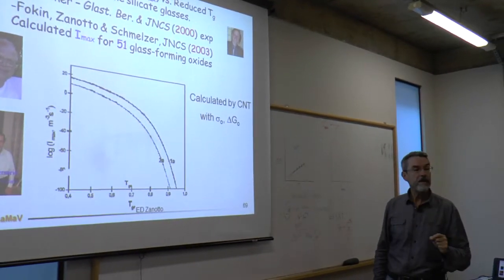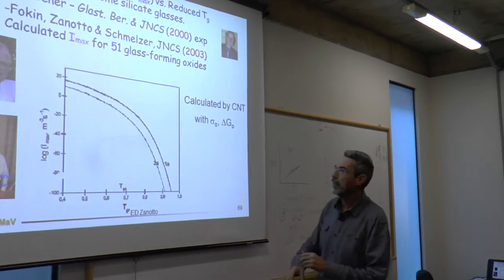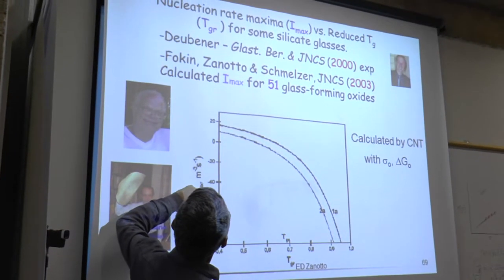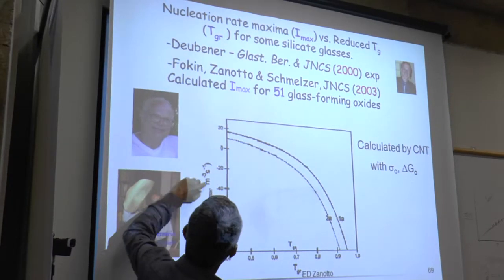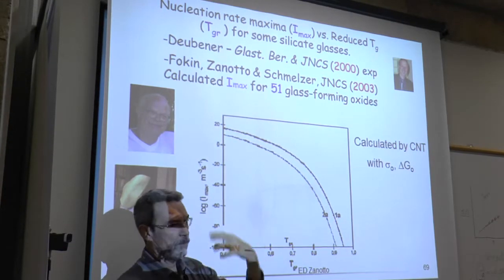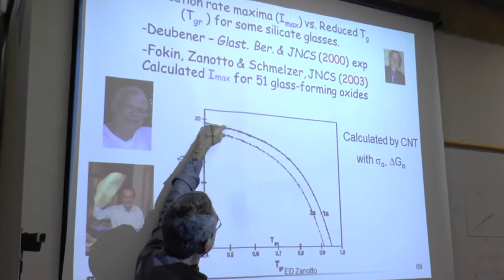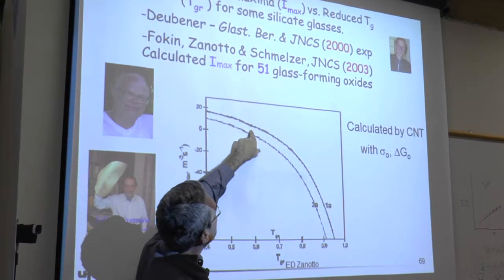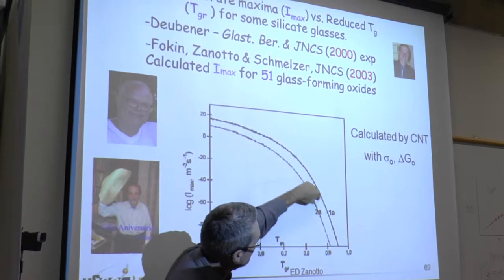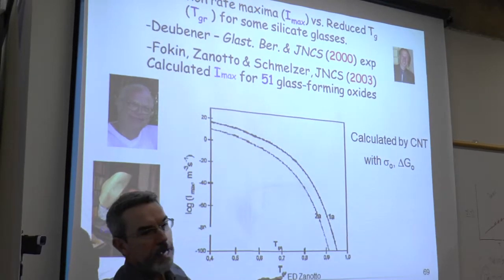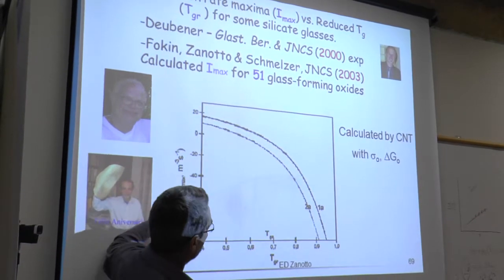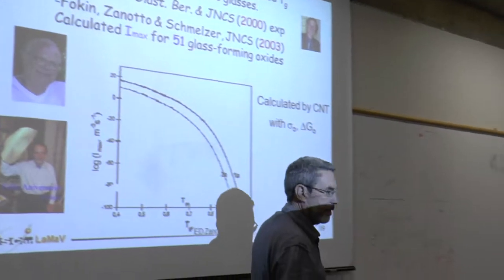Using the classical nucleation theory, we can show the same trend. See the log, now the theoretical. I'm talking about theoretically calculated Imax. In the previous slide it was experimental, now it's theoretical, and it follows the same trend. There is some uncertainty in the parameters, so we have a lower bound and an upper bound, but it follows the same trend with TGR. The maximum nucleation rate drops dramatically with increasing TGR.